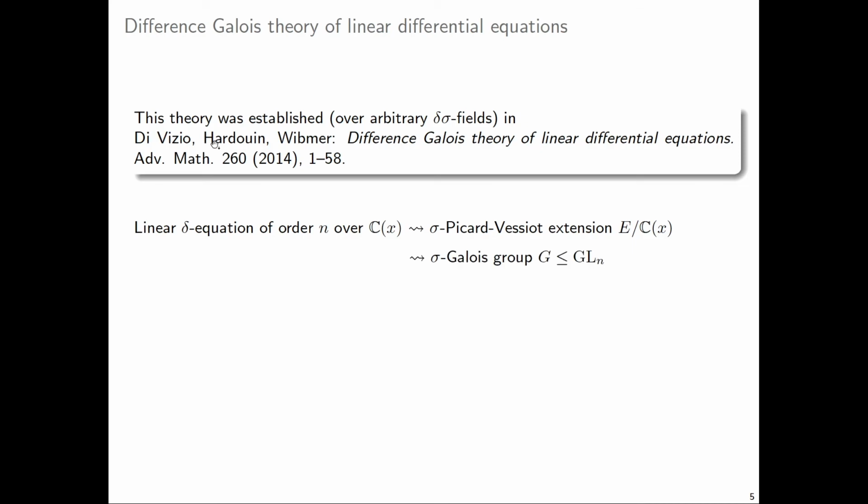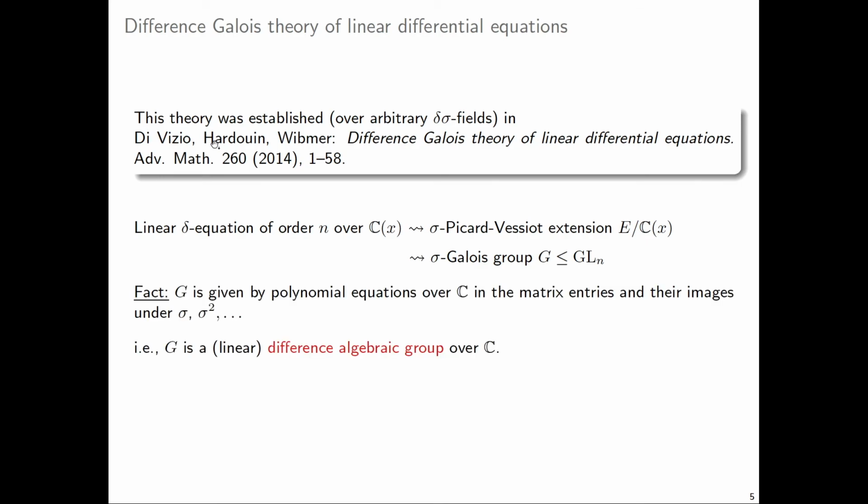And then you can define the sigma Galois group as such an automorphism functor as an example. And that's the subgroup of GLN. And inside GLN, it's given by algebraic equations in the matrix entries and the images of the matrix entries under sigma and higher powers of sigma. So that's what we call a difference algebraic group.